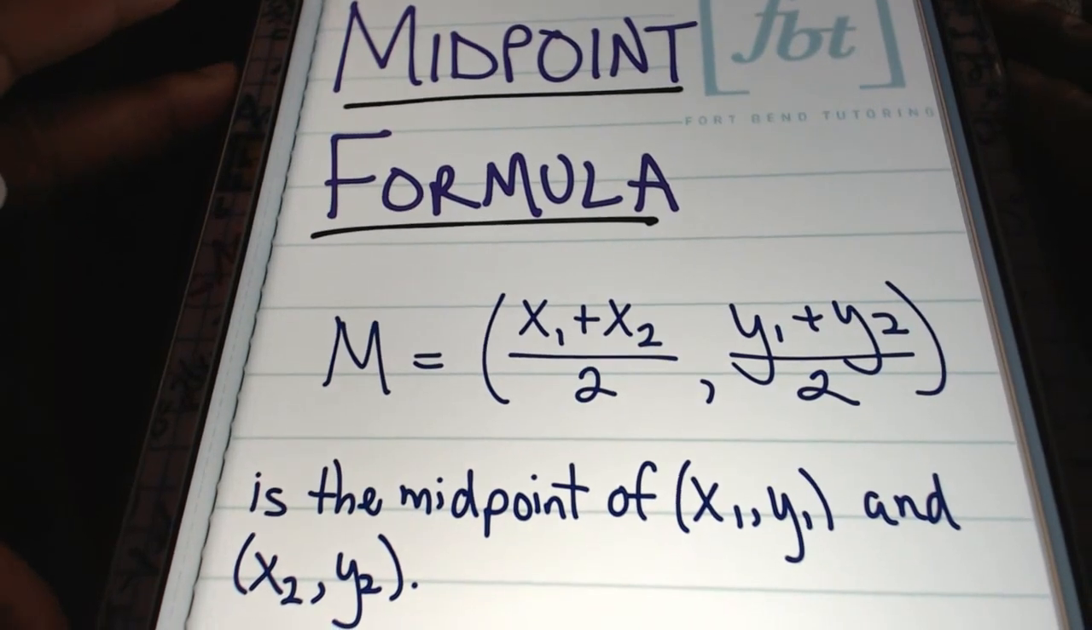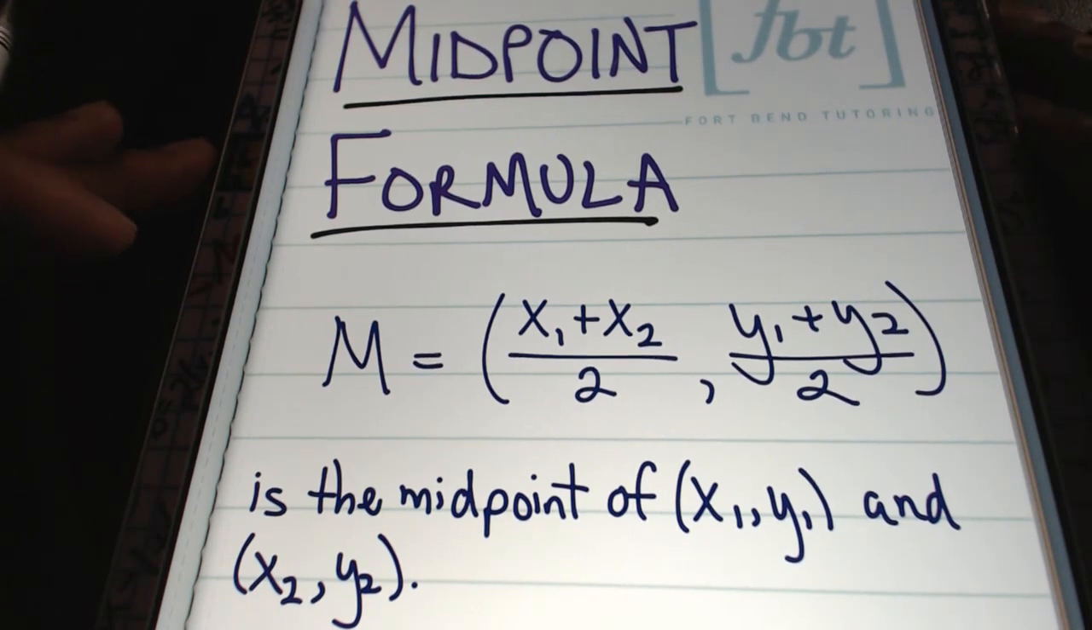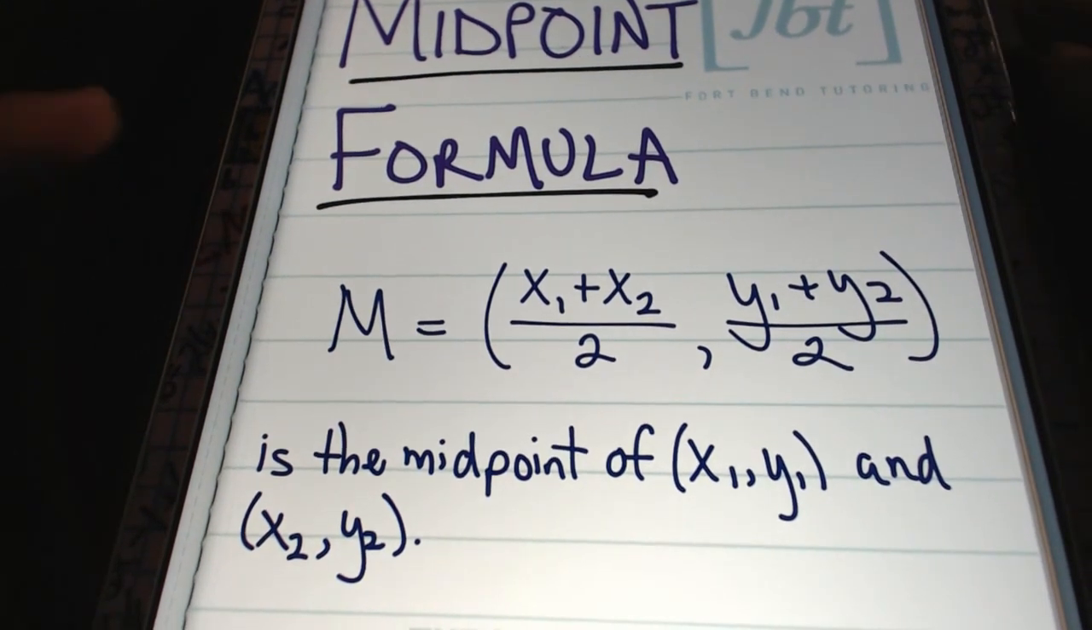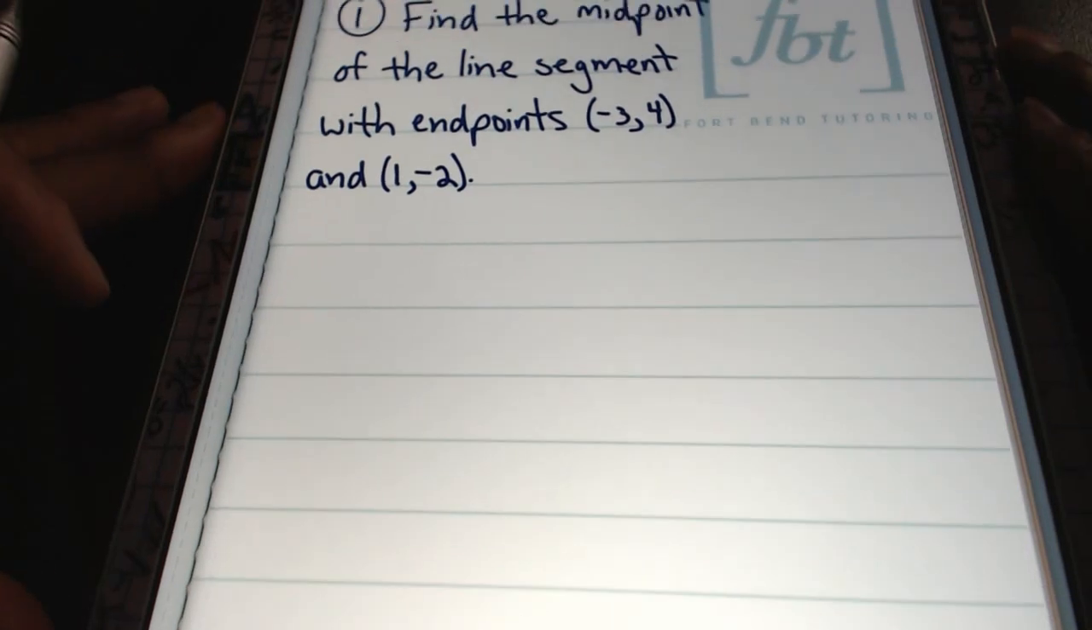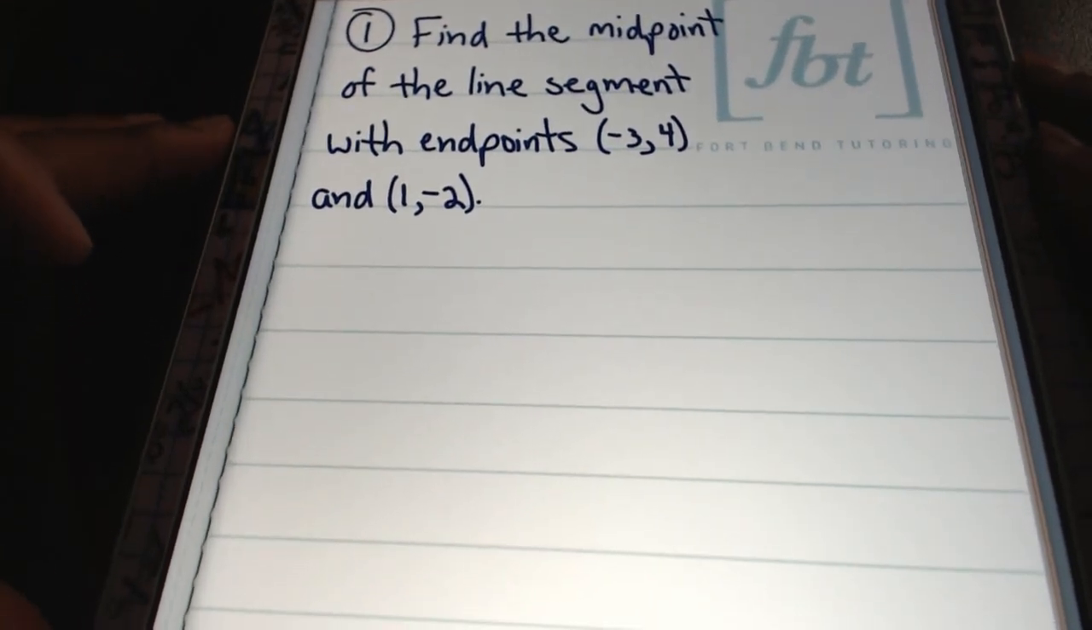The midpoint is equivalent to x1 plus x2 divided by 2, with y1 plus y2 divided by 2. That will be the midpoint of the points x1, y1 and x2, y2. That's what we're looking at, guys, the midpoint formula. We're going to take a few problems on this topic first, and then later we'll get into some problems that deal with the distance formula. Let's get this underway with problem number 1.